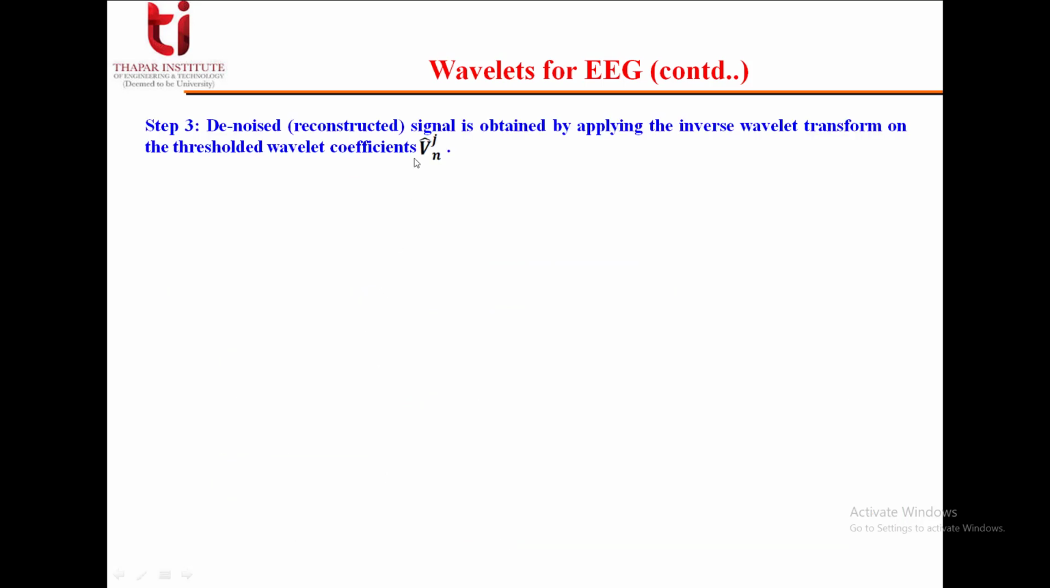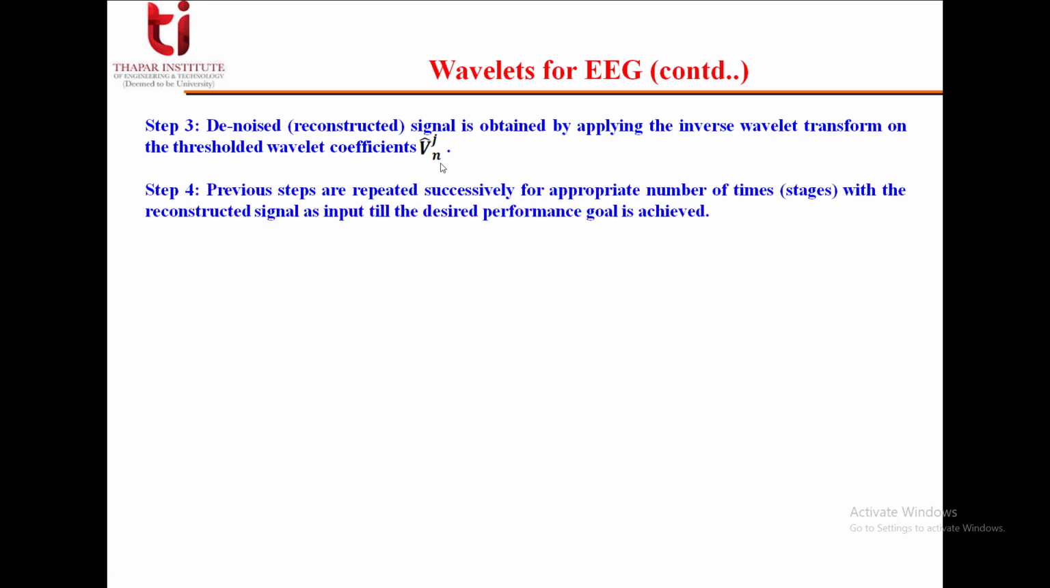Then the denoised reconstructed signal is obtained by applying the inverse wavelet transform on the threshold wavelet coefficients, and we are representing them by capital V cap Nj. Now the previous steps are repeated successively for an appropriate number of times, or we can say stages, with the reconstructed signal as input till the desired performance goal is achieved.